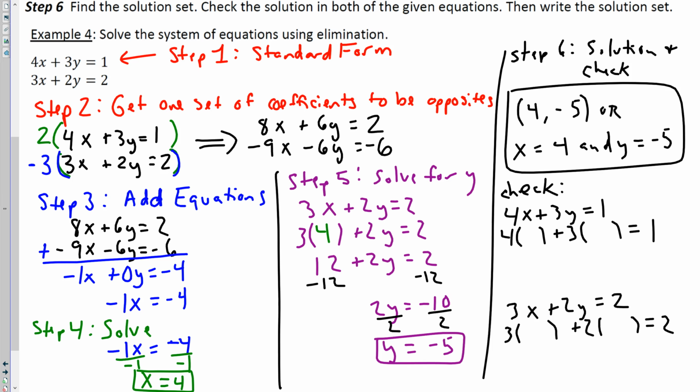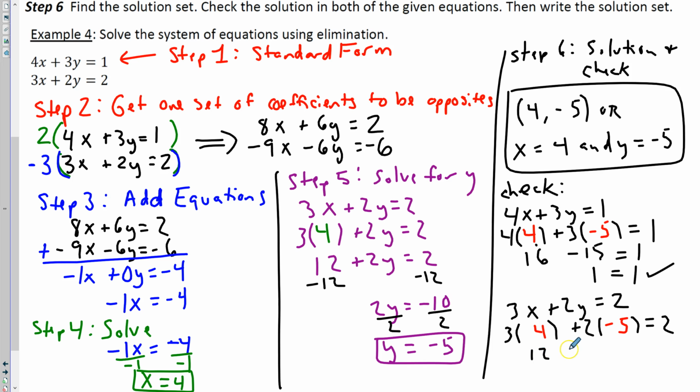Alright, so replacing in, x is 4, y is negative 5. We'll see what we get there. So 4 times 4, that's 16. And 3 times my negative 5 is negative 15. So there we can see it balances for the first equation. I get 1 equals 1.